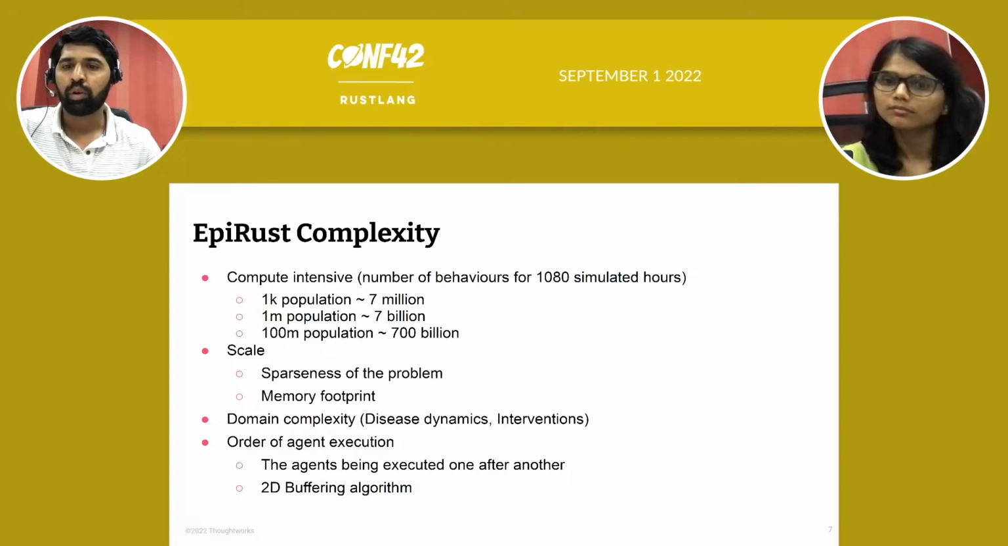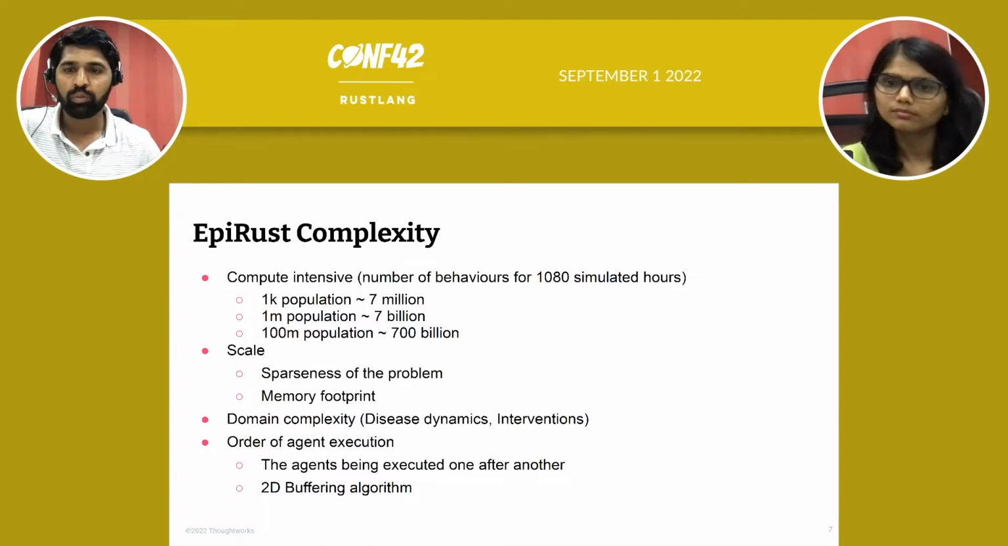And then there are domain complexities. We need to understand the different things that go with COVID-19 specifically, because EpiRust was built initially for COVID-19. So we need to understand the way the disease works. We need to understand government interventions and how these interventions impact individuals' lives. And then, adding to this, there is one more difficulty.